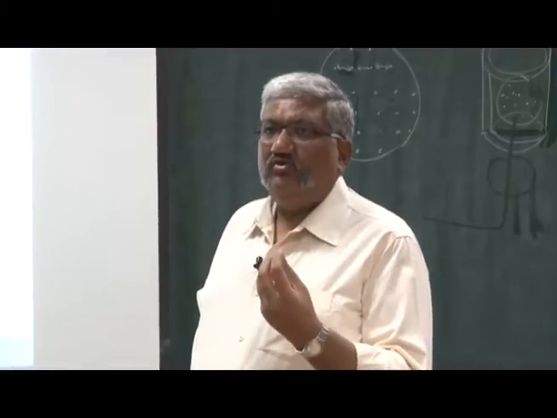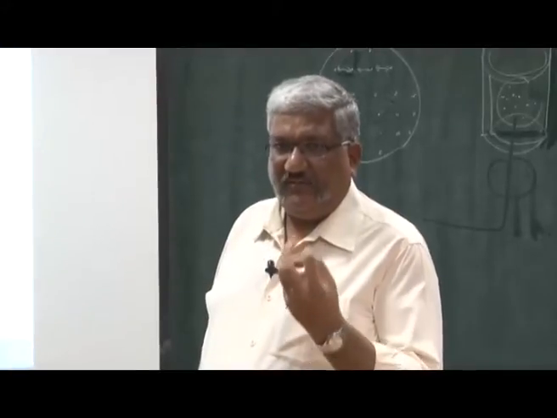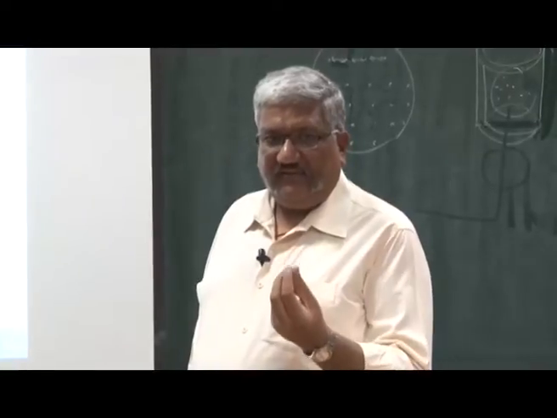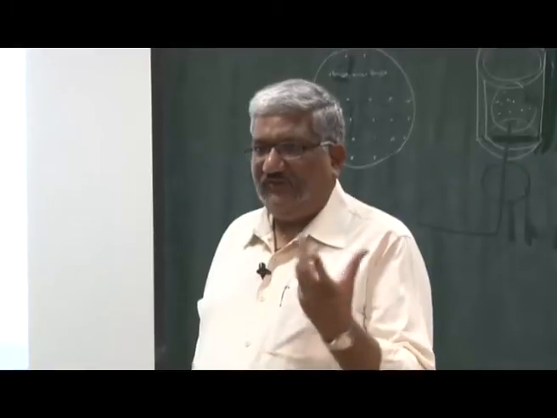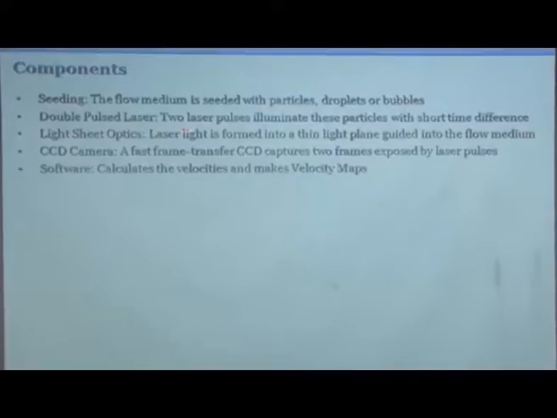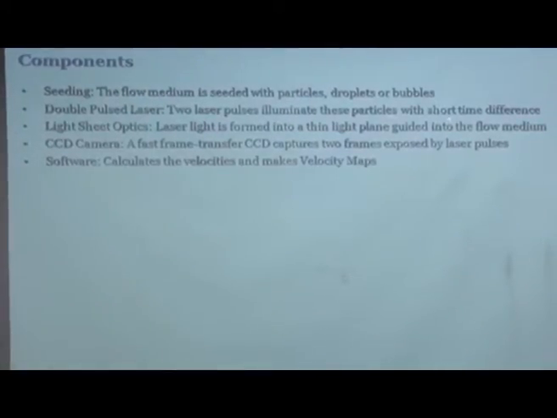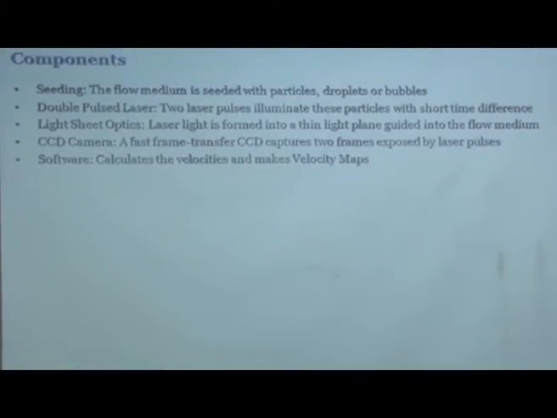You can also use olive oil droplets. So, you have devices by which you can create droplets of very small size of olive oil. You can seed the flow, and when they come inside the combustion chamber, whenever the combustion takes place, they burn away. So, this can happen. Then you need a double pulse laser, 2 laser pulses which illuminate these particles with a short time difference. So, you need very quick, very fast pulse lasers.